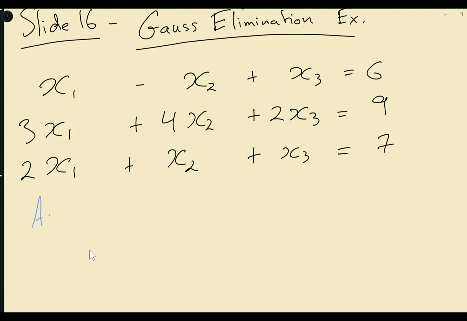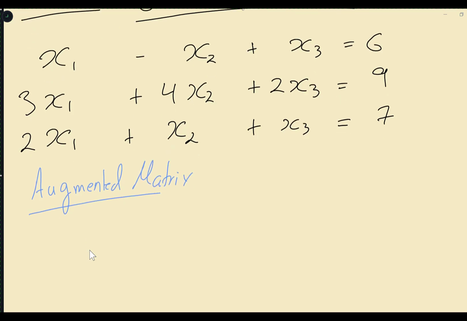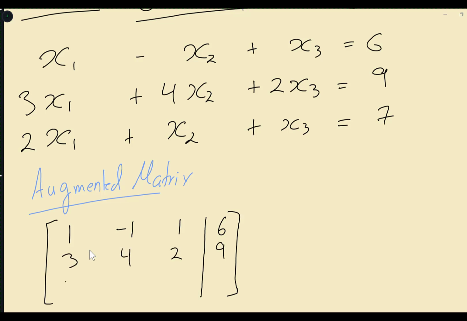We're going to do the augmented matrix. That's going to be the coefficient matrix. So we're going to have the coefficients of the first equation, the second, and the third, all written down. We have 1, -1, and 1. Then we draw a line, and then we have the value of b after that. Then we close it off. Here we have 3, 4, 2, and 9. And then here we have 2, 1, 1, and 7.